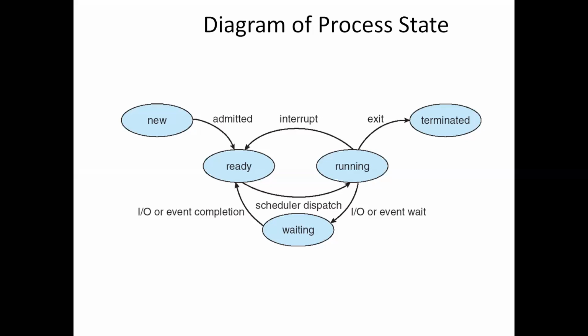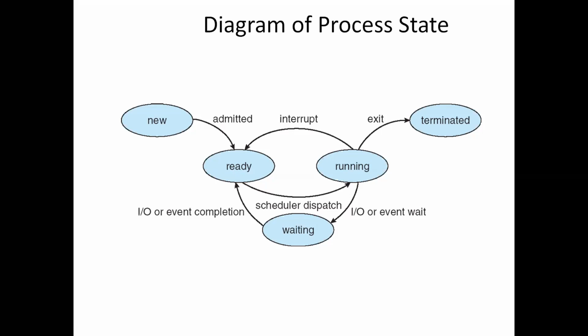Understood, right? About each state. First state is new state. New state is nothing but the process being created. Next, ready state: the process is waiting to be assigned to the processor. Next, running state: here the instructions are being executed.